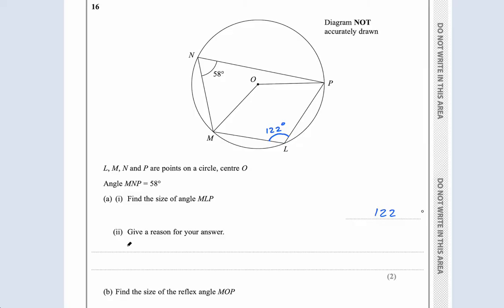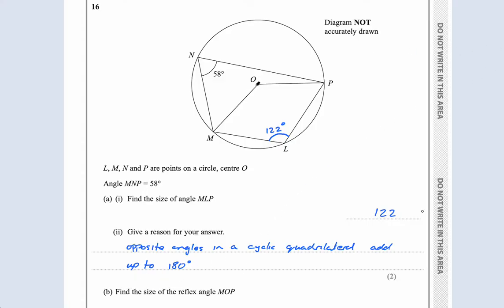Okay, exactly what I said. Opposite angles in a cyclic quadrilateral add up to 180 degrees. Okay. Find the size of the reflex angle MOP.